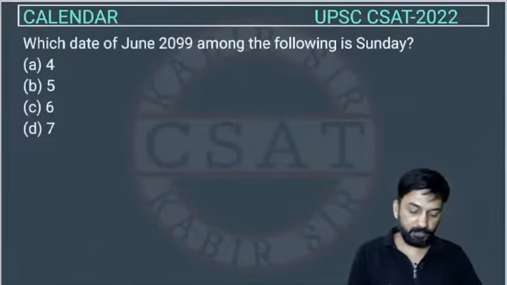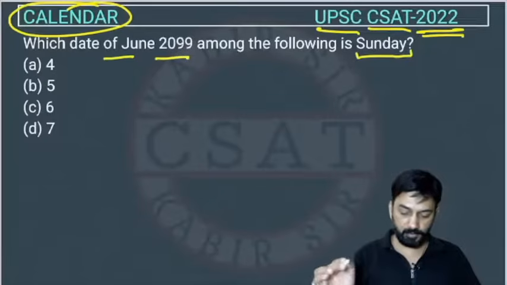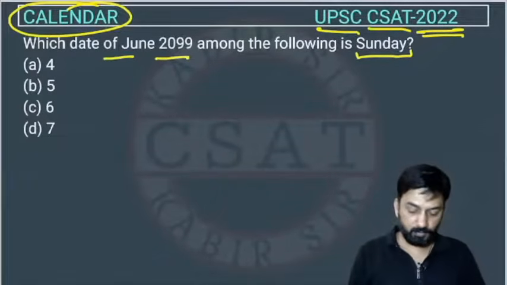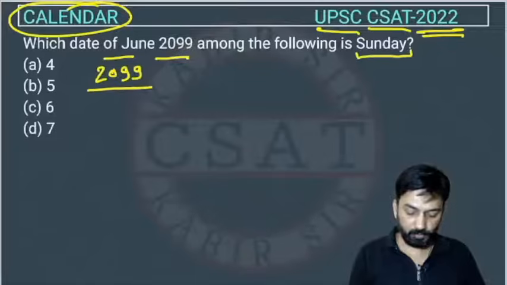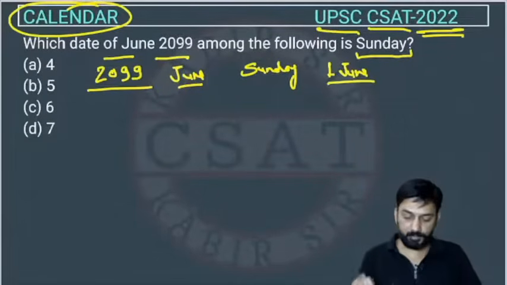This is a question from the calendar chapter asked by UPSC in their CSAT exam of 2022. Which date of June 2099 among the following is Sunday? So the question is talking about the month of June in the year 2099, on which date there will be a Sunday. Suppose the Sunday is coming on 1st June itself. So from the 1st June we will calculate and accordingly we will find the Sunday.